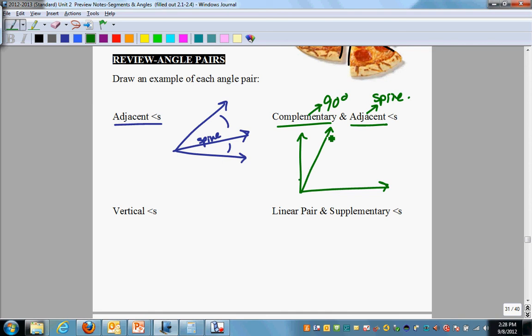So there's two angles that share a spine and make 90 degrees. Vertical angles are made by two straight lines, think bow tie, and they're directly across from each other. And what you're going to learn today is they're also always going to be congruent. Those are vertical angles. They look like two little V's stuck back to back.